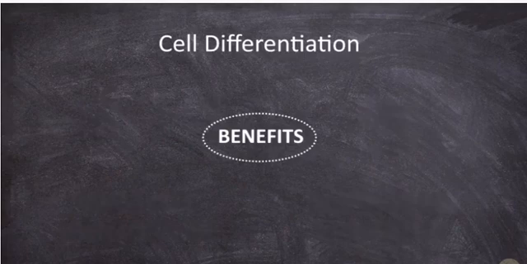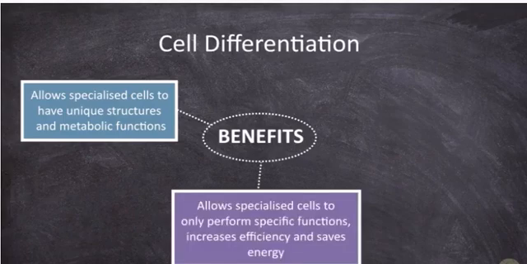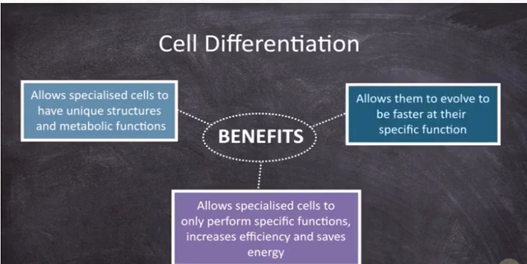There are benefits of cell specialization in multicellular organisms. One benefit is that it allows the specialized cells to have unique structures and metabolic functions. It also allows the specialized cell to only have to perform some tasks required in the organism, which in turn allows them to work more efficiently, saving energy. It also allows them to evolve to be faster at their specific function as they have fewer things to do.